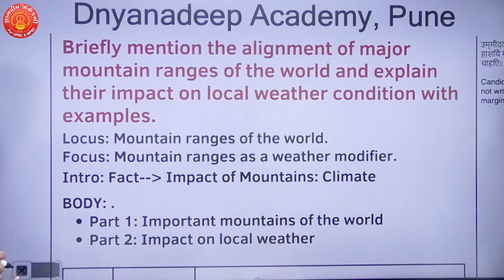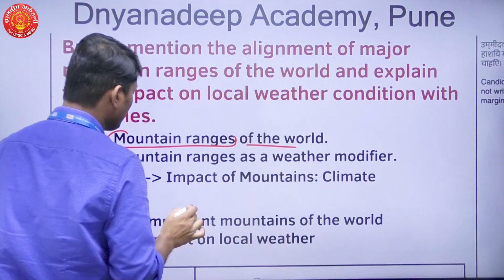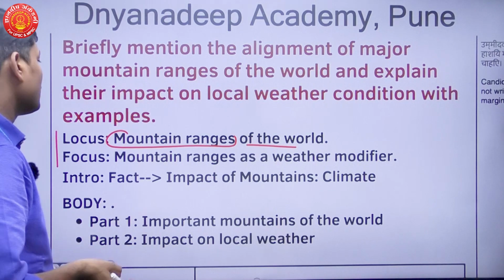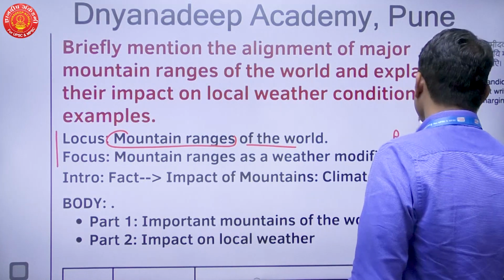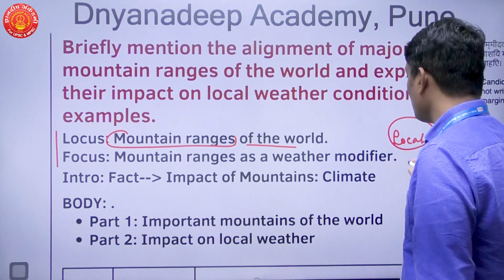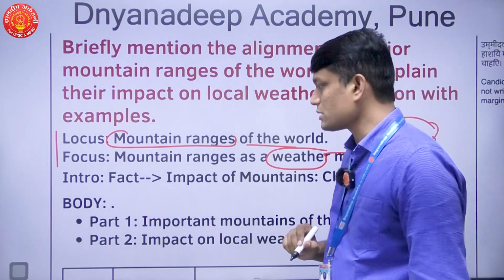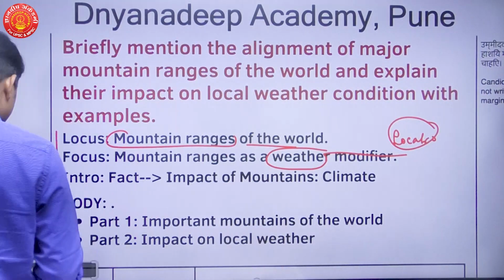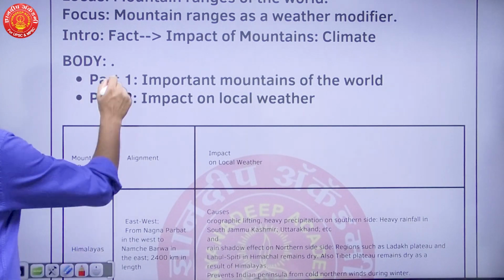Moving on to the next part, that is the locus and the focus of this question. The locus is nothing but the mountain ranges of the world, and when we focus on specific parts, one focus will be the location and another focus will be the weather modification done by these mountain ranges.